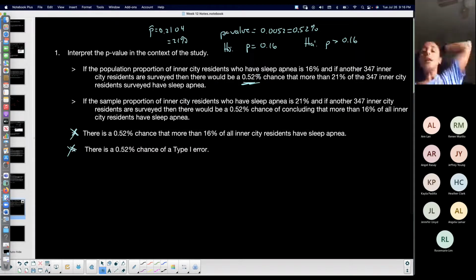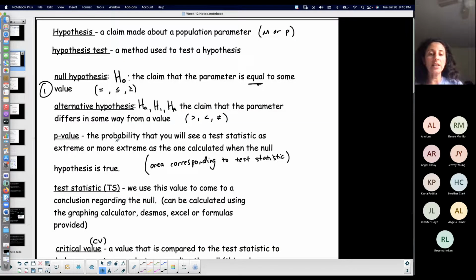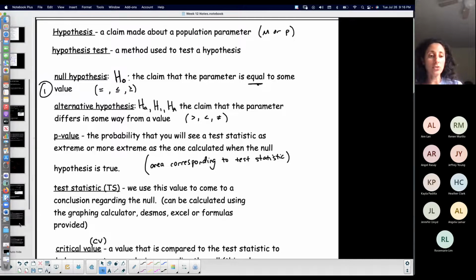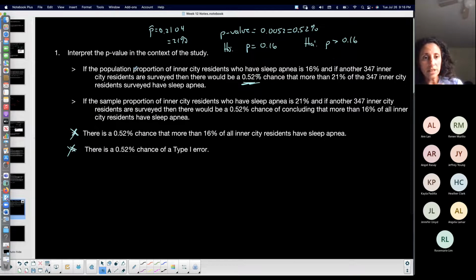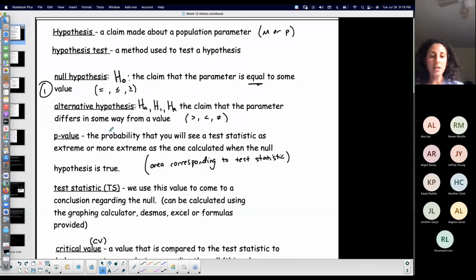Okay, so there's a lot of stuff thrown around. The 16% corresponds to my null hypothesis. The 0.52% corresponds to my p-value. And again, my p-value is a probability that you will see a test statistic as extreme or more extreme as the one calculated, but when the null hypothesis is true. If the null hypothesis is true, and if another 347 inner city residents are surveyed, then there would be this percentage chance that more than what's happening with the sample statistics of the 347 inner city residents would have sleep apnea. That sounds like it corresponds to as extreme or more extreme as the one calculated when the null hypothesis is true.